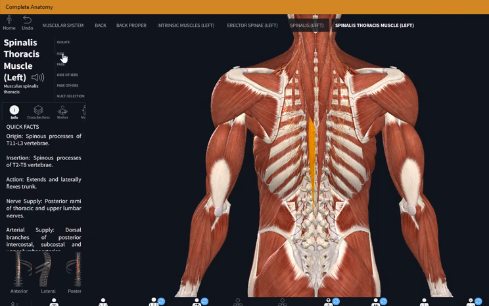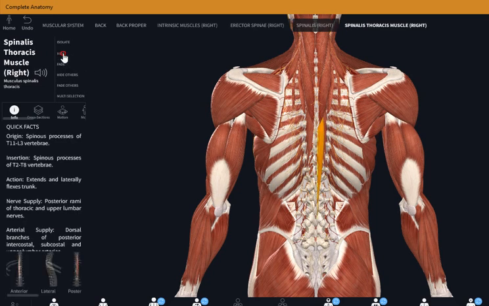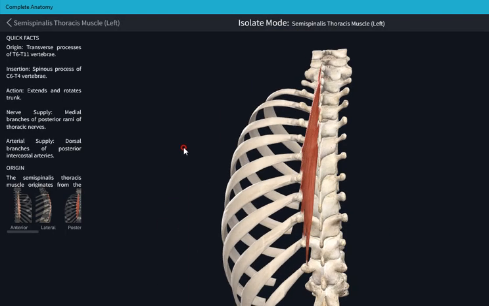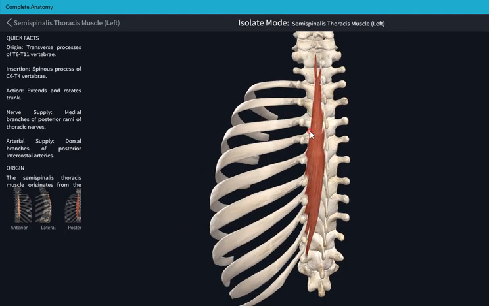Now let's continue. We hide this muscle, and we hide the next muscle here. This muscle is going to be called the semispinalis thoracis. Now you can isolate the muscle to visualize it very well.